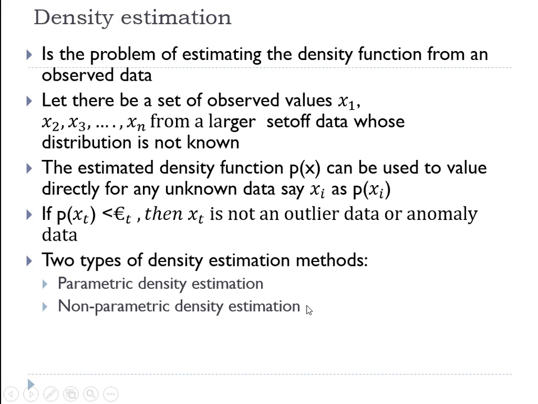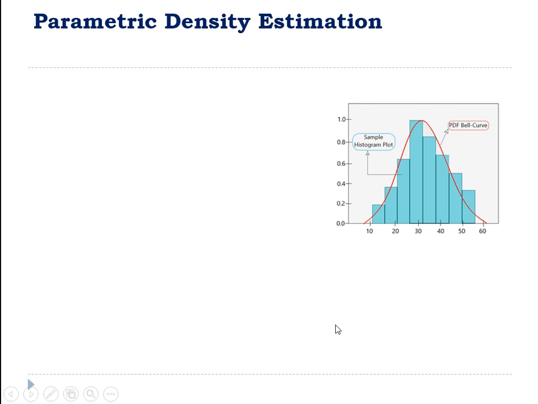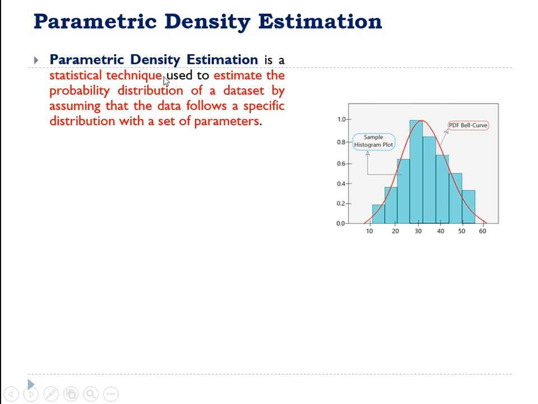So there are two types of density estimation methods: parametric and non-parametric. Parametric density estimation is also used, of course, to estimate the probability distribution of a data set. But what is important here is the last line: we assume that the data follows a specific distribution with a set of parameters.